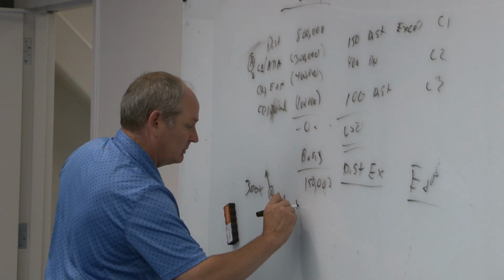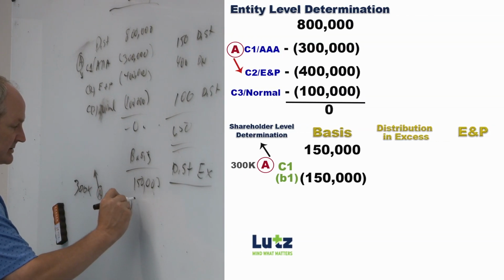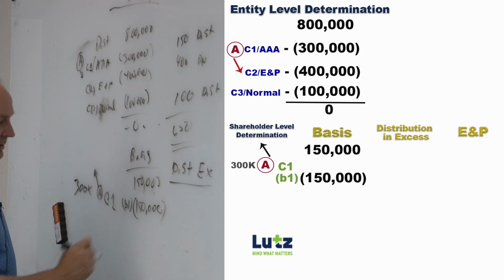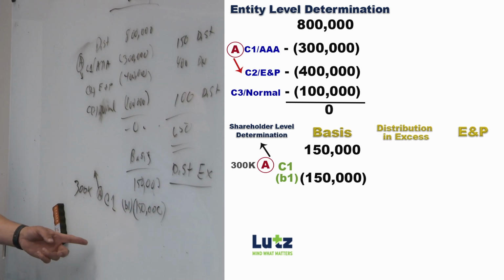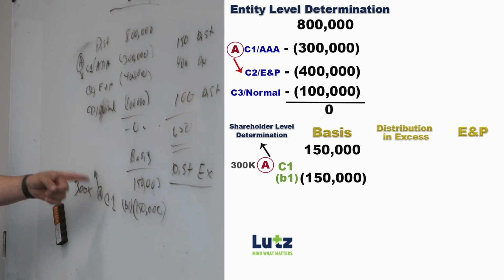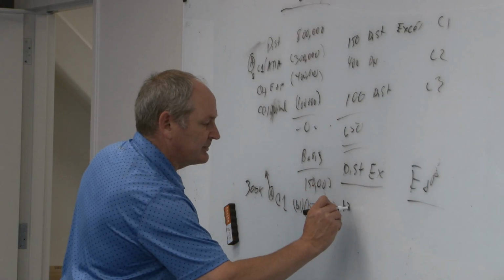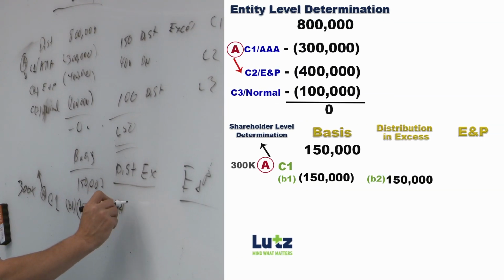Okay? So B1 says I have 150,000 return of basis. I've now run completely through my basis. How much was my distribution from AAA, Kaylee? 300. How much did I account for? 150. So I got 150 left. That's B2, which is distribution in excess.